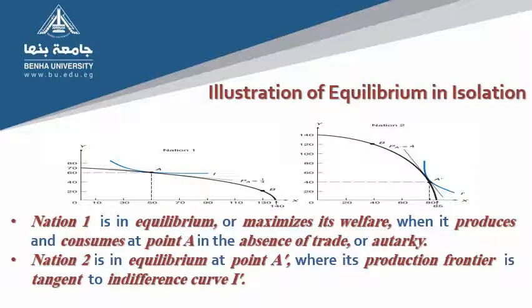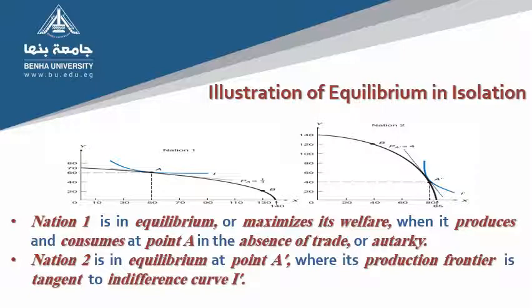Illustration of equilibrium in isolation. The following figure brings together the production frontiers and the community indifference curves. We see in the figure that indifference curve 1 is the highest indifference curve that nation 1 can reach with its production frontier. Thus, nation 1 is in equilibrium, or maximizes its welfare, when it produces and consumes at point A in the absence of trade, or autarky.